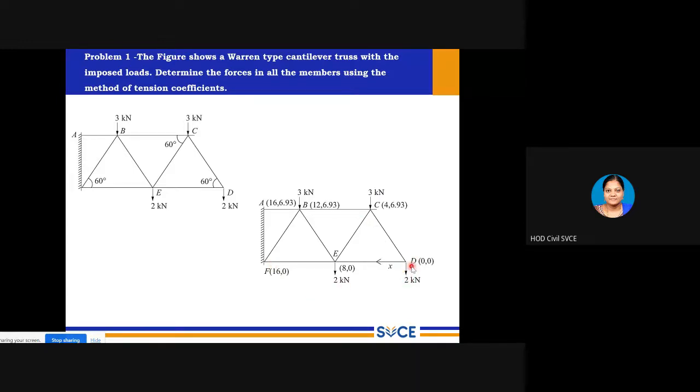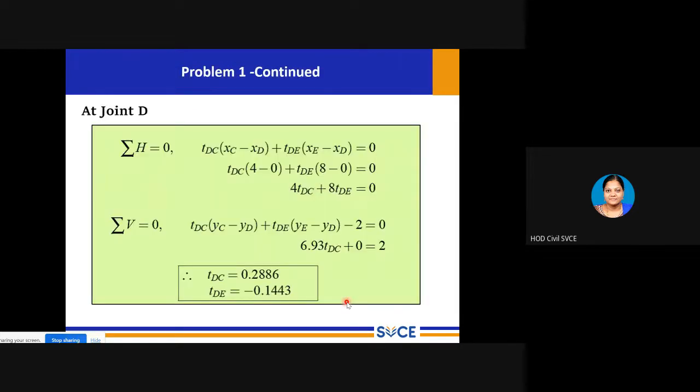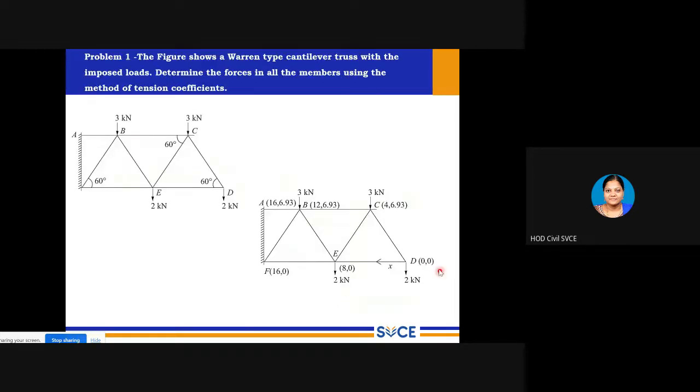So the first thing we have to do is isolate this joint D and mark on the joint D what are the forces acting on the system, right? So what are the forces at joint D? What are the forces at the joint D? So you have DC and tension. Yeah, you have the tension.